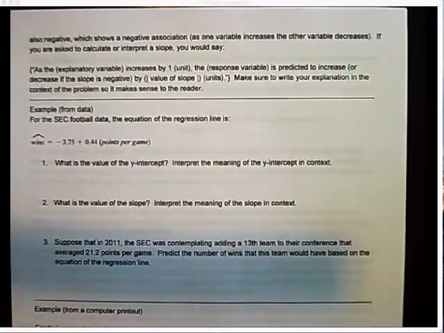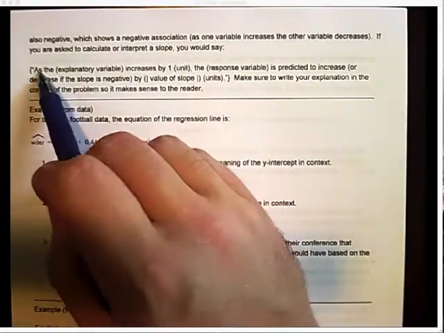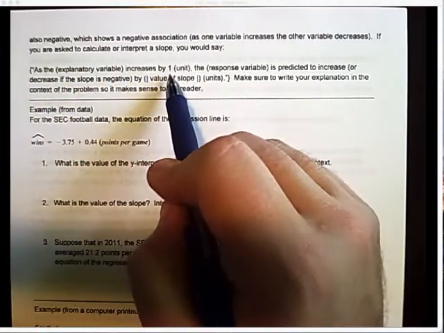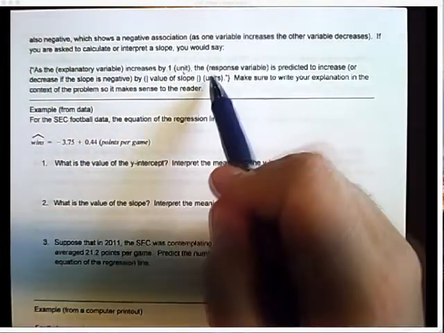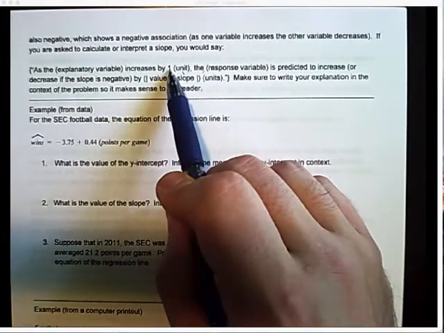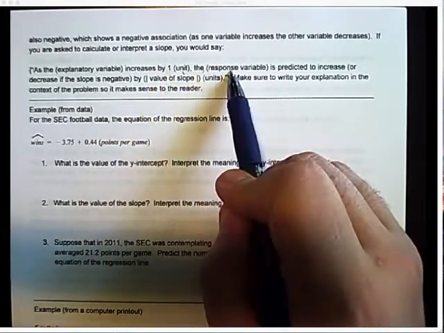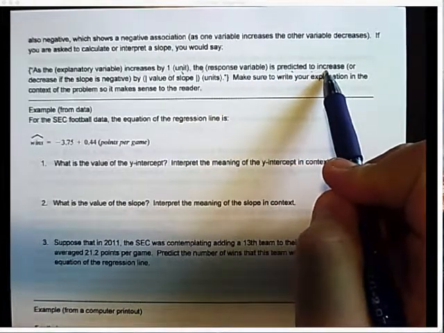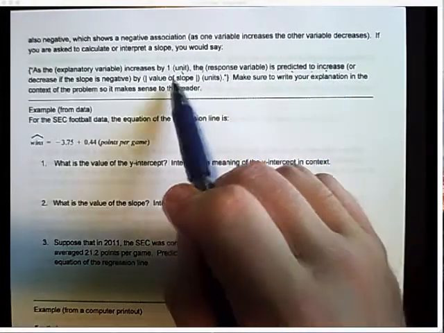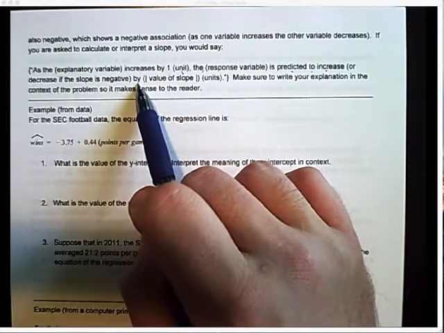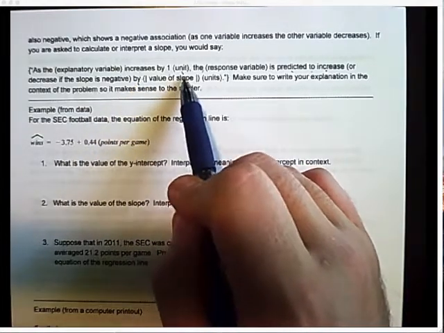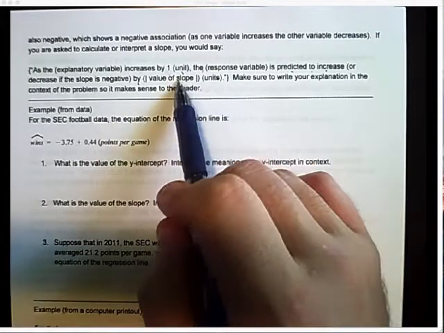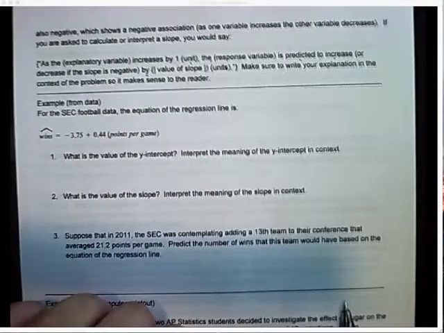All right. So how do you explain the slope? As the points per game increases by 1 unit, or you could say by 1 point, the number of wins is predicted to increase, expected to increase by 0.5 wins. All right.